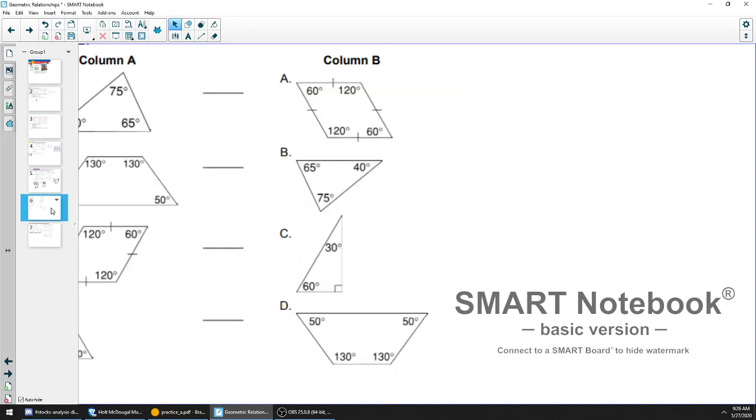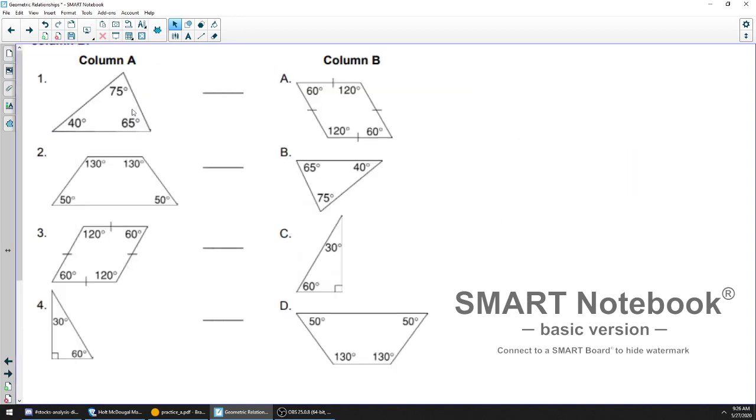Let's look at some examples. So, column A and column B, I want you to match it. Where does this triangle match with? So I'm looking for a triangle that has 75, 40, and 65. Match it over here. I see it over here. Right here, I'm looking for what looks like to be a trapezoid. Are there any trapezoids here? Yeah. And the numbers match 50, 50, 130, 130. So these two match.